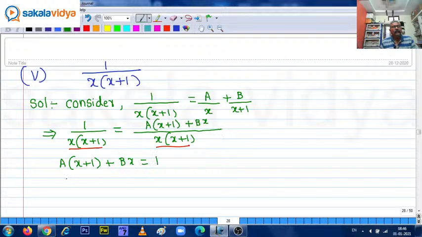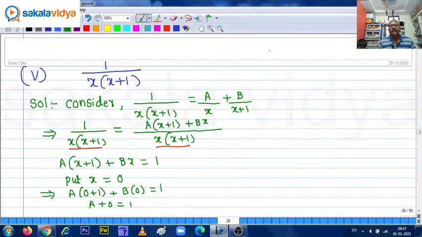Now directly we can proceed to get a: put x is equal to 0. If you put x is equal to 0, what do you get? Here a times 0 plus 1 plus b times 0 equals 1. So 0 plus 1 is 1. So a plus 0 equals 1. So we get a equals 1. The value of a has been obtained.